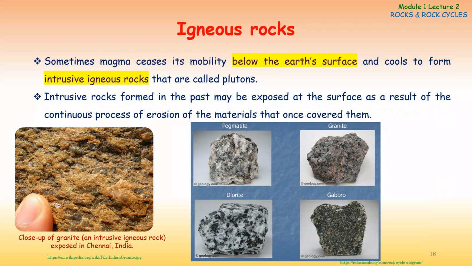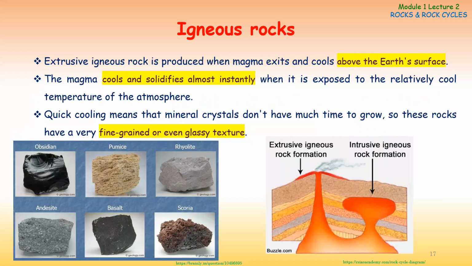Intrusive rocks are formed from magma that cools and solidifies within the crust of the planet. Extrusive rocks are formed on the surface of the earth from lava, which is magma that has emerged from the underground.